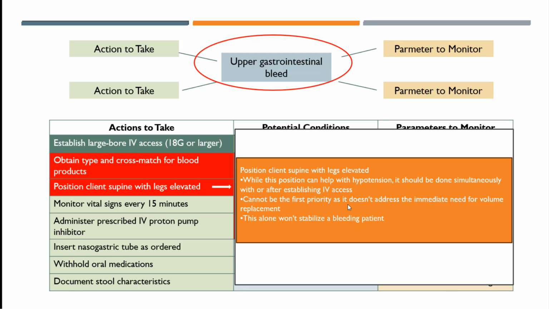Positioning cannot be the first priority, as it doesn't address the need for volume replacement. This alone will not stabilize a bleeding patient. Remember, this patient is hypotensive, tachycardic, and basically unstable.